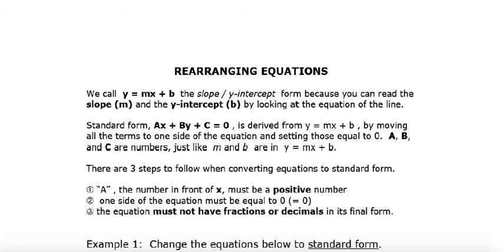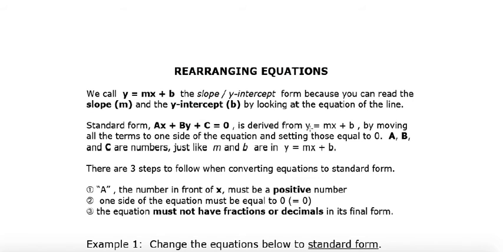Rearranging equations. We call y = mx + b the slope y-intercept form because you can read the slope m and the y-intercept easily by looking at the equation of the line. So the m is your slope, the b is your y-intercept. Standard form of a linear relationship is ax + by + c = 0.